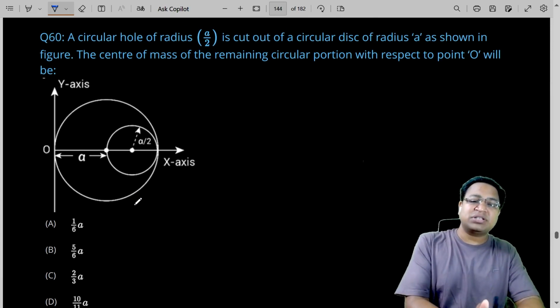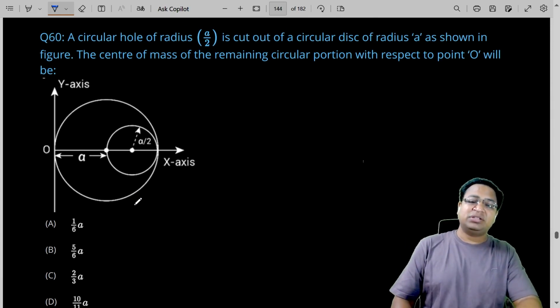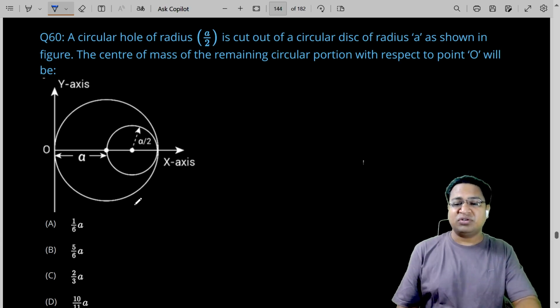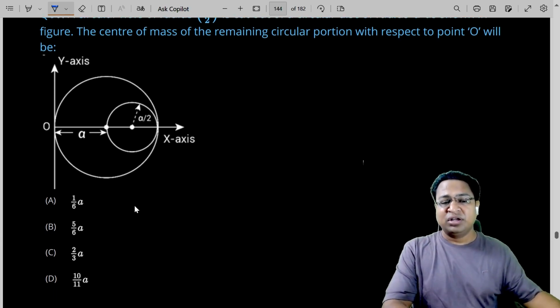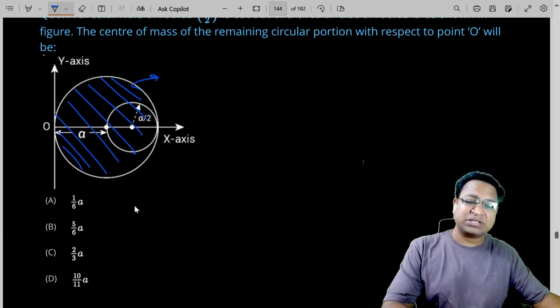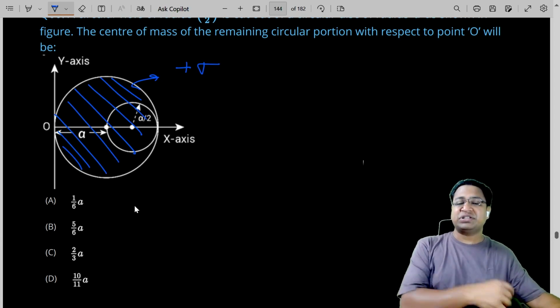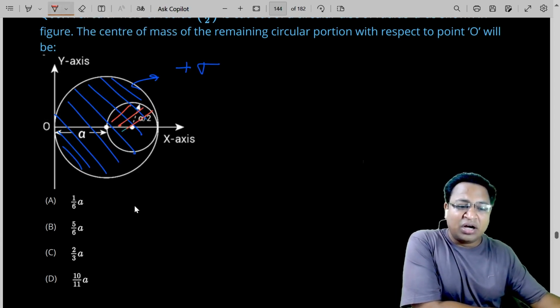Okay, now this question says a circular hole of radius a by 2 is cut out from a circular disk of radius a as shown in the figure. The center of mass of the remaining circular portion will be. Okay. So how do we find? In these questions, we assume that we have a complete disk, let's say of surface mass density sigma, and over that we place a smaller disk of the desired radius which is given, and this has a negative mass.